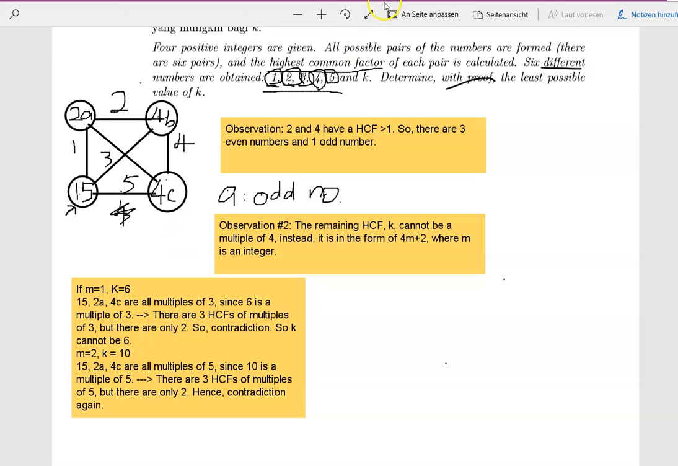So we have just seen that k equals 6 and k equals 10 are both not possible because we have this, how should I say, let me draw something. We have this 5, we have this 3, and if there are 3 multiples of 3 or 5, then there should also be 3 HCFs which are multiples of both 3 and 5, but we don't have that, so it's impossible.